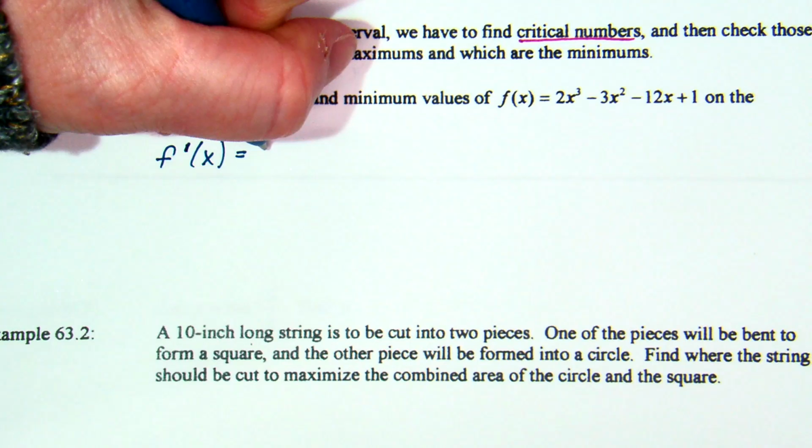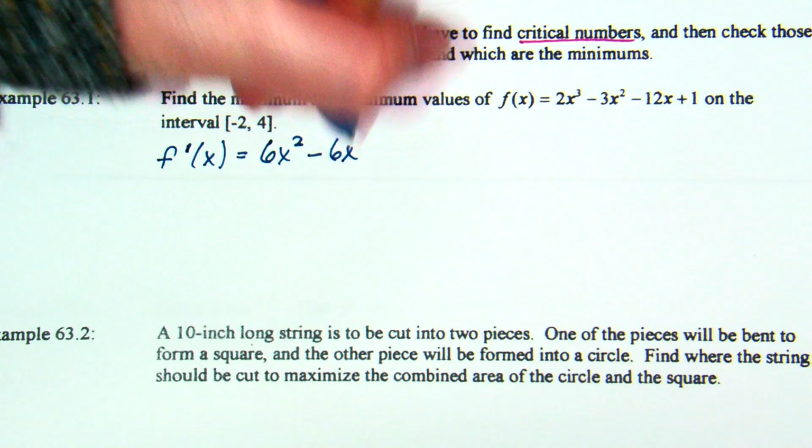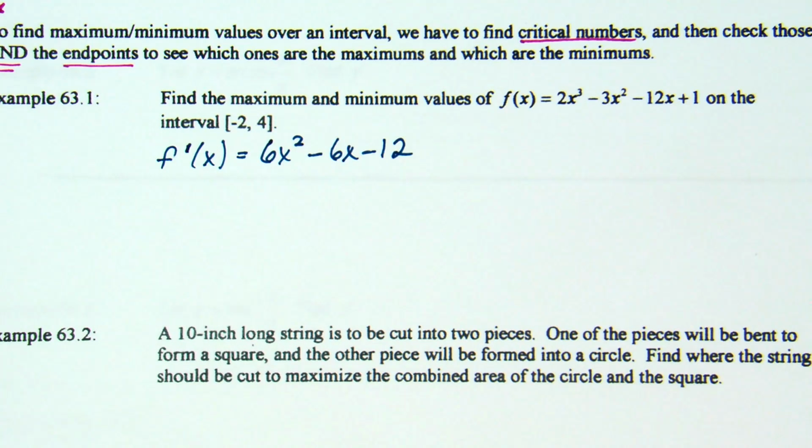Derivative of 2x cubed? 6x squared. 6x squared minus the derivative of 3x squared, 6x, minus 6x, minus the derivative of 12x, minus 12, plus the derivative of 1, 0. Now, how do we find the critical points? Set the equation equal to 0.